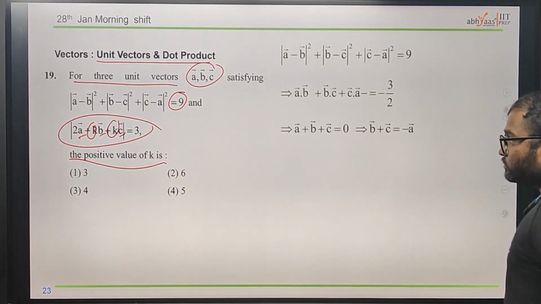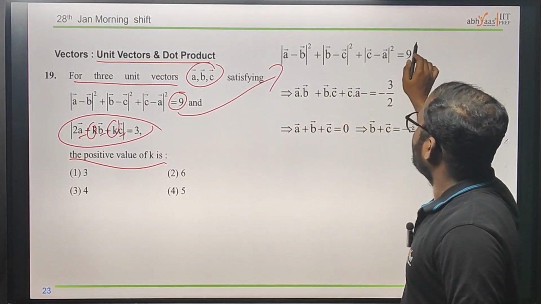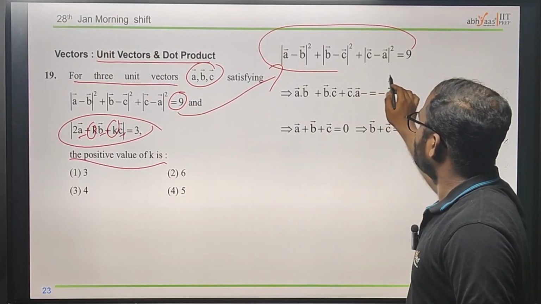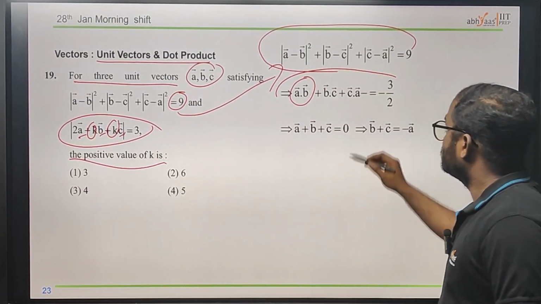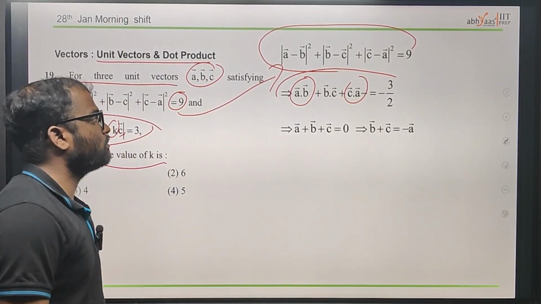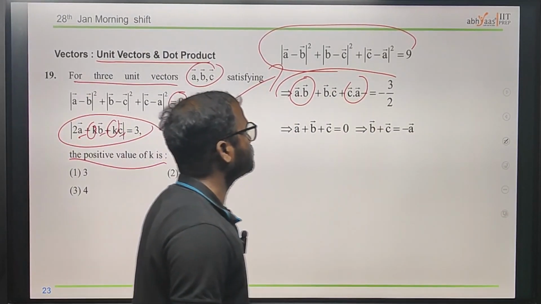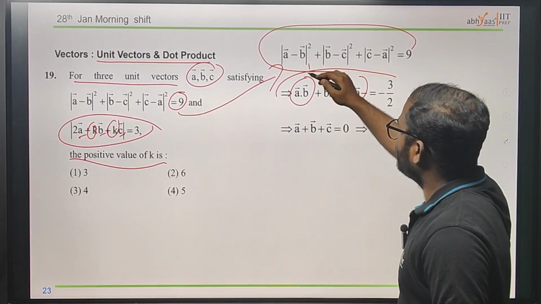Now, they have already given the whole square, so just simplifying it, we will have A dot B bar, B dot C bar and C bar dot A bar. This is the formula, A square plus B square plus C square, this type. We can write this as this type, so we can directly write this.